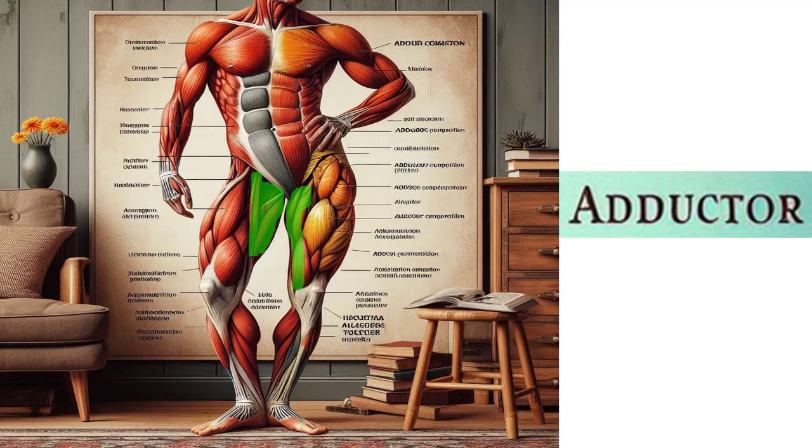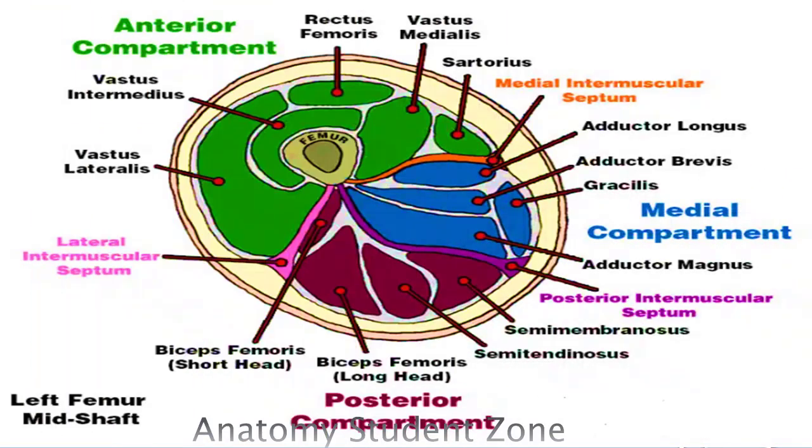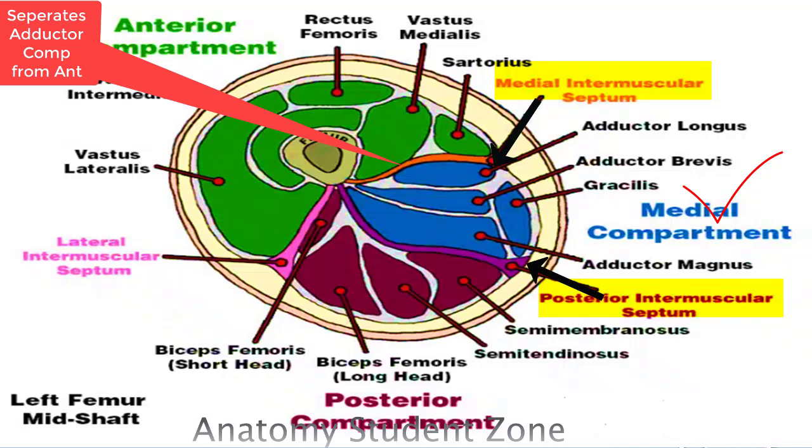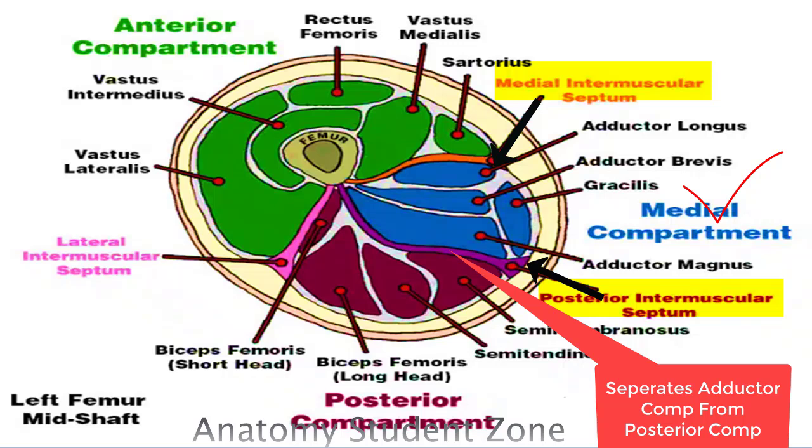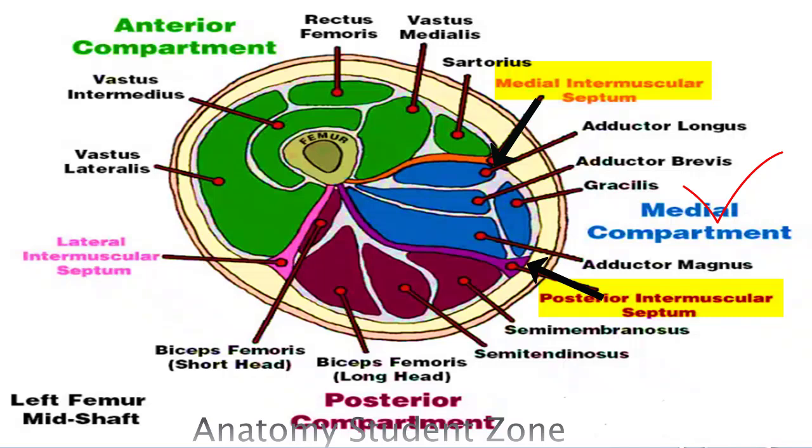If I talk about the boundaries of the medial compartment, the adductor compartment of the thigh lies between two intermuscular septa: the medial intermuscular septum and the posterior intermuscular septum. The medial intermuscular septum separates the adductor compartment from the extensor or anterior compartment, and the posterior intermuscular septum separates it from the flexor or posterior compartment. So the adductor or medial compartment of the thigh is very well developed, and its nerve supply is derived from both the flexor and the extensor compartments between which it lies.